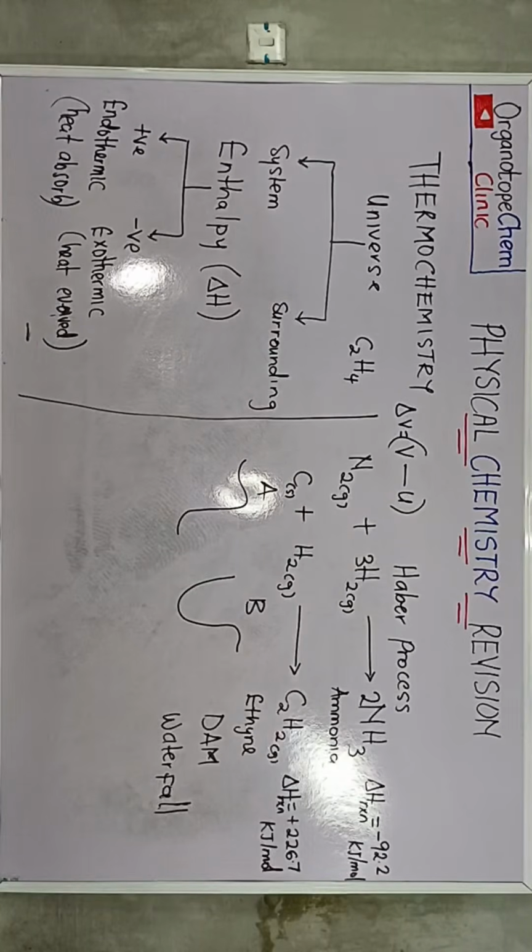Can you type that in the chat? Which one represents a dam? Which one represents a waterfall between diagram A and B? Yes, Femi, A is waterfall. A is what? B is a dam. Okay.